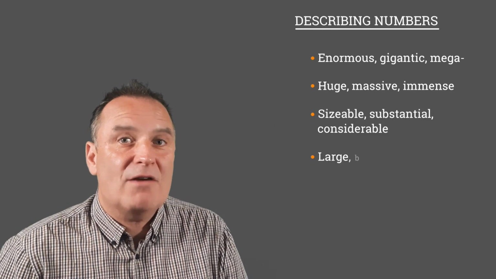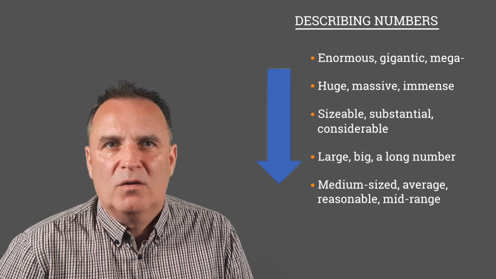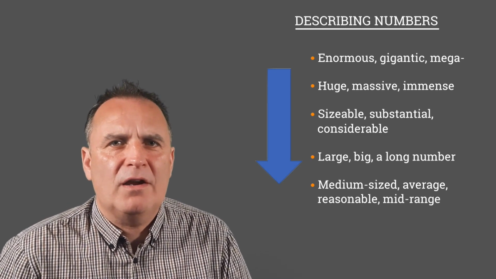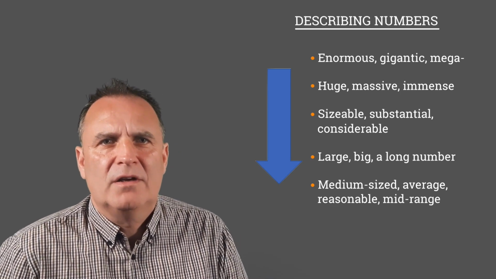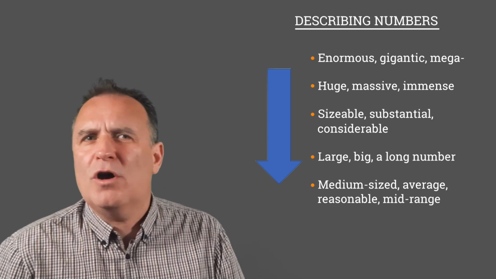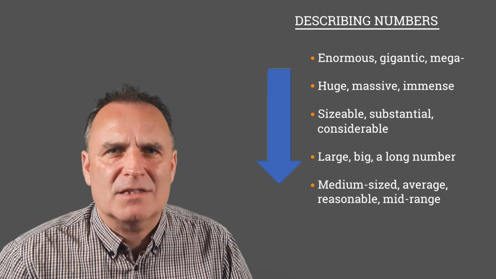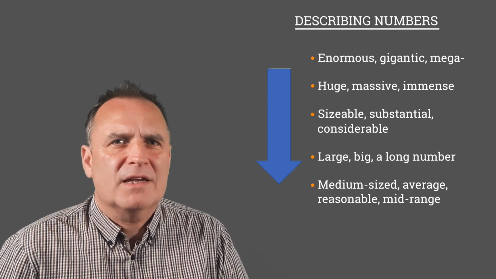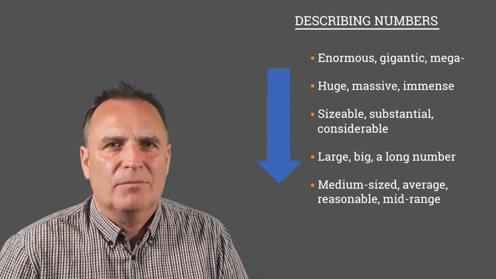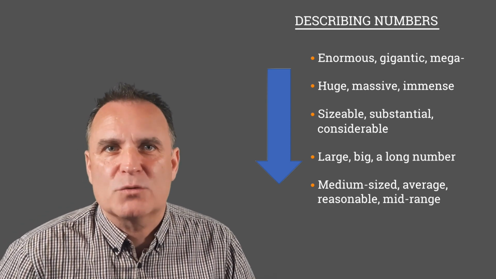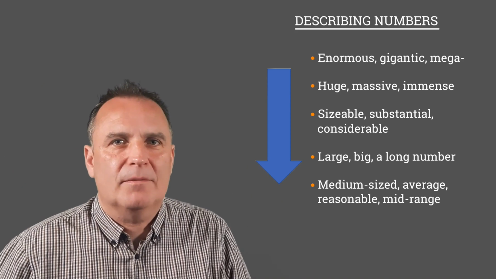So how can we characterize these numbers? Well, let's start with some very, very large numbers. You might say the costs were enormous. The costs were gigantic. The size of this thing, it was gigantic. Mega is a prefix we often use to mean very, very big.